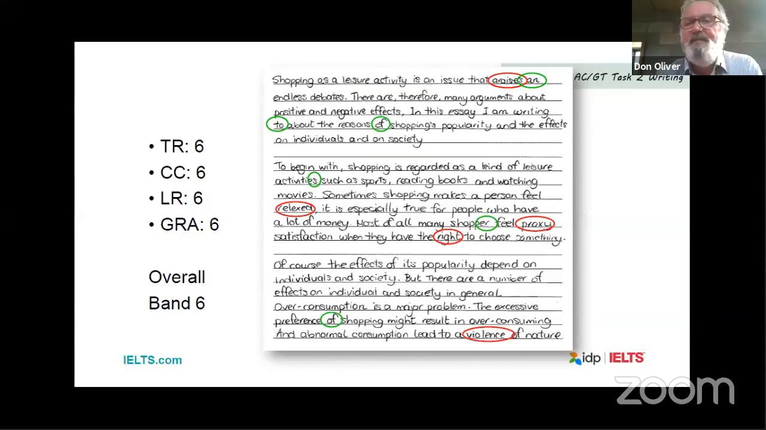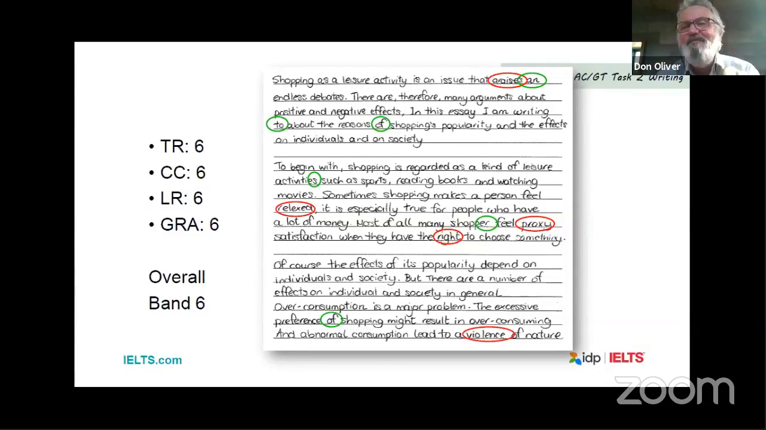Okay, these are some of the grammatical errors that cause the band 6. Remember, a band 6 has a lot of errors, but we still understand what the person is saying. So here there are errors in articles and "endless debates." You can't say that. "Writing to about," that preposition is unnecessary. "The reasons of shopping," "the reasons for shopping," the wrong preposition. "Kind of leisure," "a kind of leisure activities," the plural is wrong there.